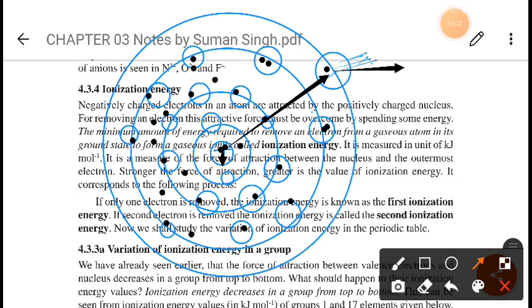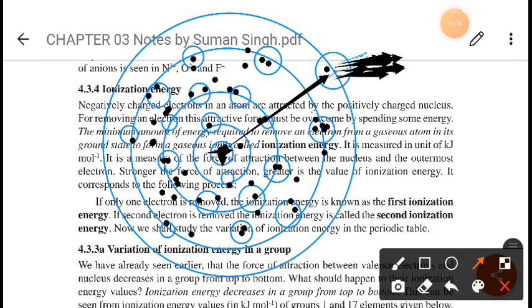Due to the presence of the inner electrons, what will happen? The nucleus will exert a lesser force of attraction on the valence electron, right? Because the force exerted by the nucleus will be shielded by the electrons which are present between them. So the nucleus will exert a lesser force of attraction on this valence electron, okay. This effect is called the screening effect or shielding effect, okay.